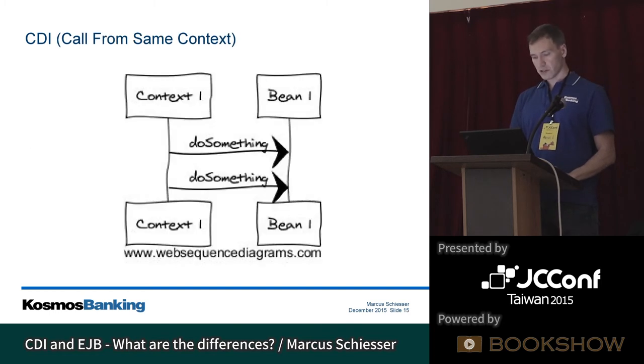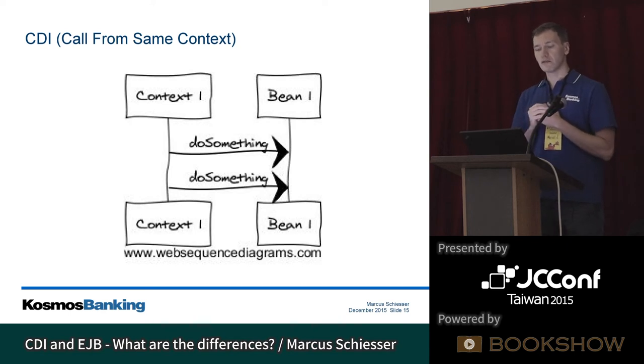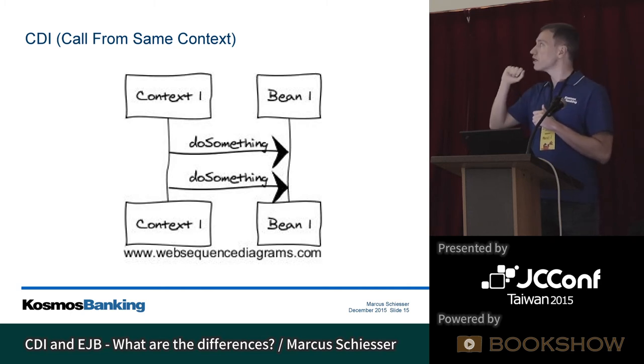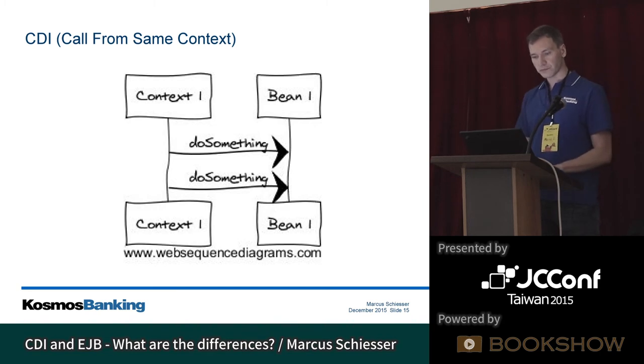So we come to the next point where we show that a little bit in a sequence diagram, where we're calling now a bean from one context, context one, and we have this bean, and as long as we are basically in the same context, we're always getting the same bean instance if we do a call on that bean. As you can see, we do call the method do something. The second time we call the method do something, we're still in the same bean instance one.